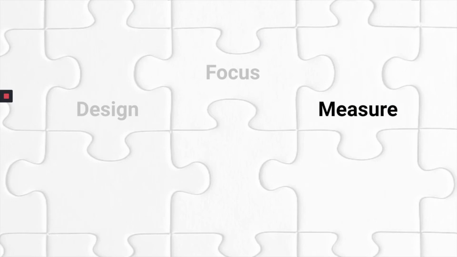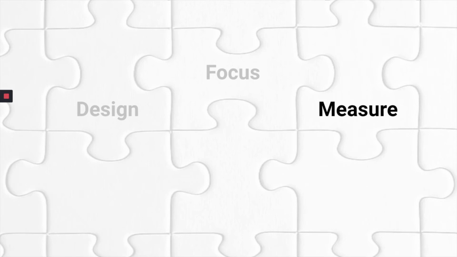The next piece in the puzzle is to measure it. And this is going to look a little bit different depending on what the goal is. But the idea is that if we're looking at a 6 to 8 week cycle, we want to know, have we reached the goal? How are we going to know if we reached the goal?